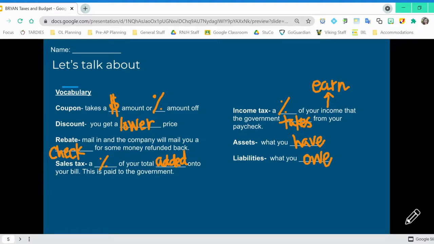So those are some important words that you're going to see during this lesson and in real life that we need to be familiar with. If you didn't get a chance to record any of that on your paper, pause the video and catch up on your writing.